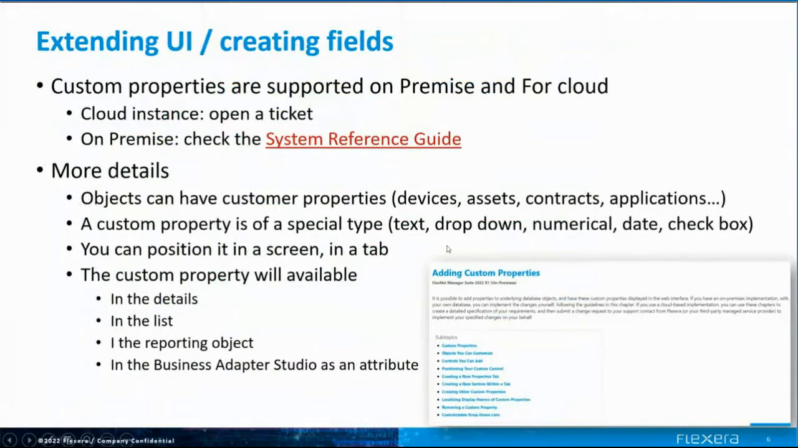And going back to the presentation, you see that I listed a little bit. The interesting thing is the custom property that you will create will be available in the details, in the list, in the reporting objects, which means that if you create a new report on the web client, you will see these custom properties that could help you. And they will also be available in the Business Adapter Studio as an additional attribute. So this is a screenshot of the documentation. Best is to read a little bit the documentation, but I will show you, of course, so that you get a better sense of the reality of the custom properties.